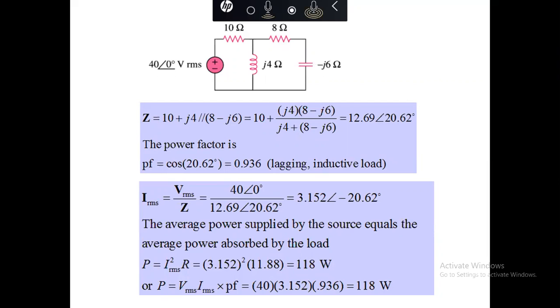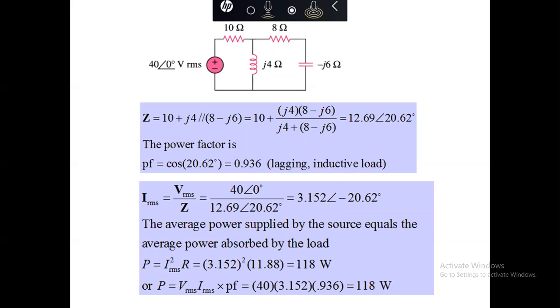As in the previous case, we consider the load angle as the angle between the voltage and current phases. So we calculate the power factor as the cosine of this angle. This is the load power factor. That value is 0.936, and that is lagging. And lagging means that the load is inductive in nature.